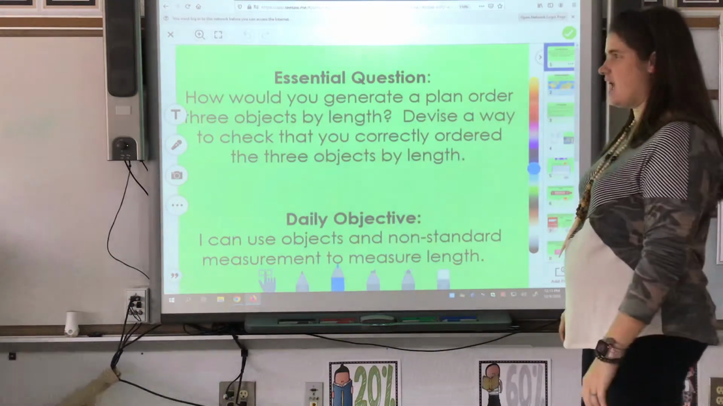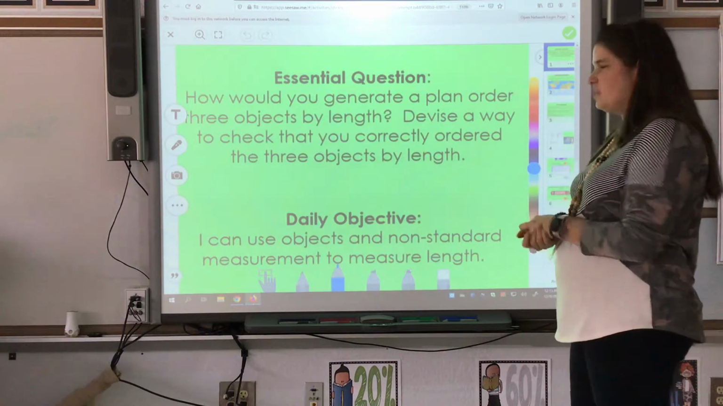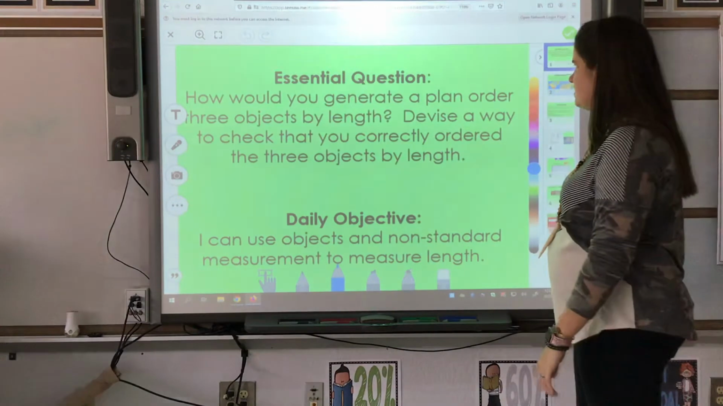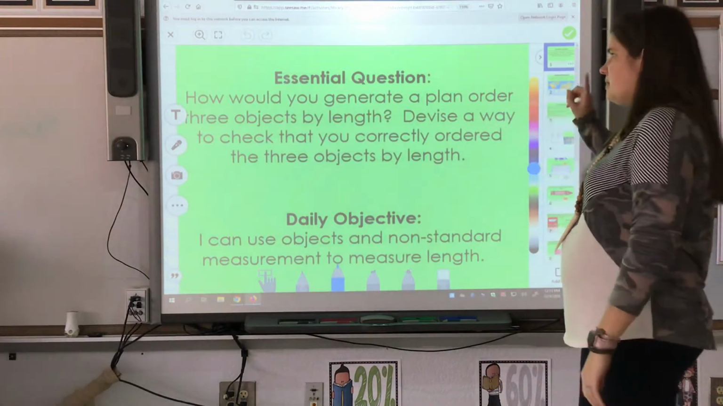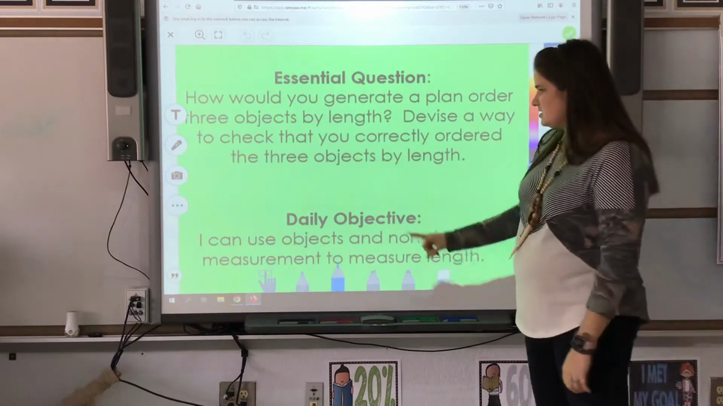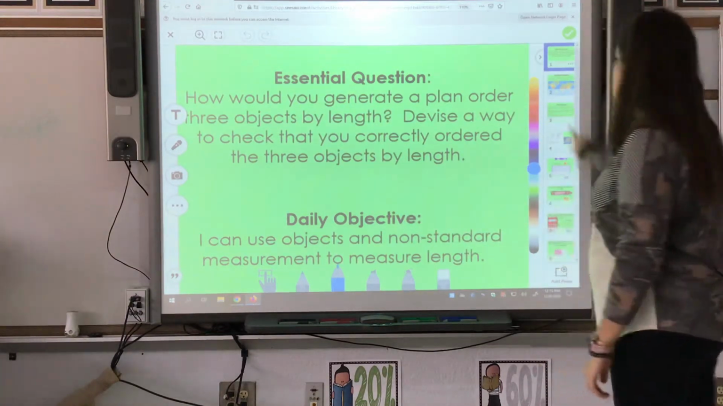Essential question: How would you generate a plan to order 3 objects by length? We're going to start talking about different lengths of things. So, make a plan to check that you correctly ordered these 3 objects. Your objective: I can use objects and non-standard measurement to measure length.